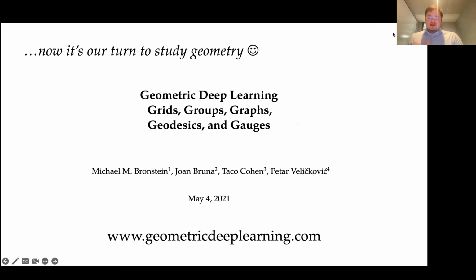So my name is Petar Veličković. I'm a staff research scientist at DeepMind and an affiliated lecturer at the University of Cambridge. And together with Michael Bronstein and our co-authors, Joan Bruna and Taco Cohen, we set out to do exactly this, to try to take the ideas from Felix Klein's Erlangen program and use them to categorize the deep learning that we have in existence today.